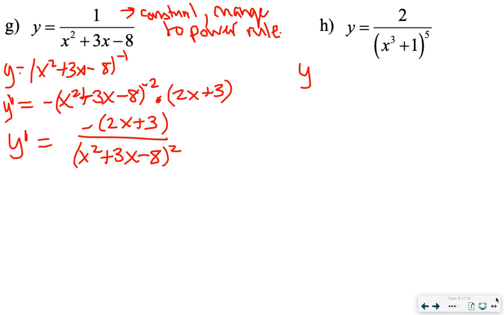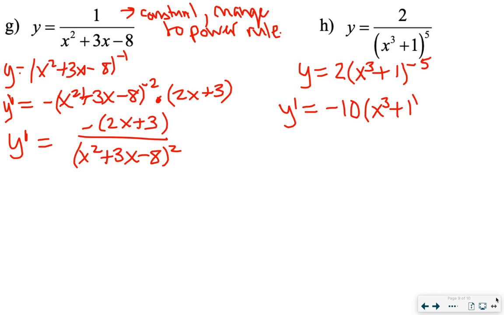So I'm going to do the same idea here with h, because it is a constant on top. I'm going to have 2 times (x cubed plus 1) to the negative 5, and then use that power rule to take my derivative. So negative 10 times (x cubed plus 1) to the negative 6 times the derivative of x cubed plus 1, which is 3x squared. And then make that nice and simple looking.